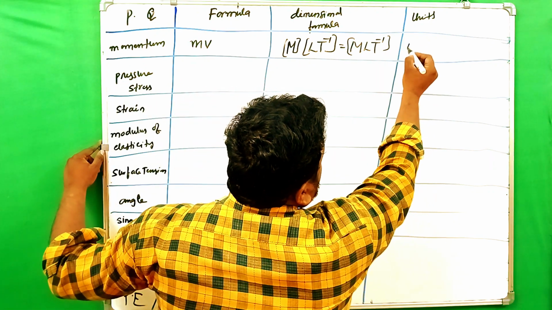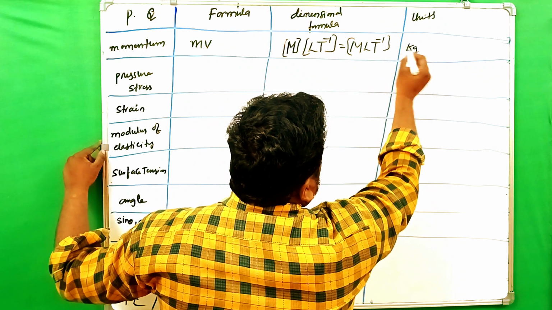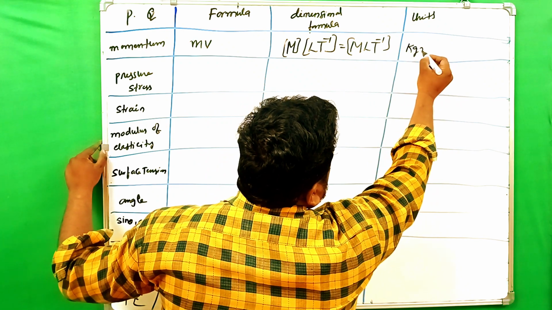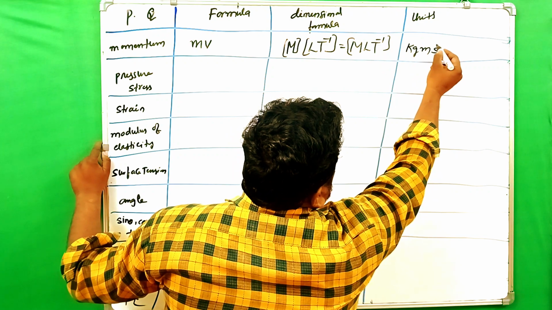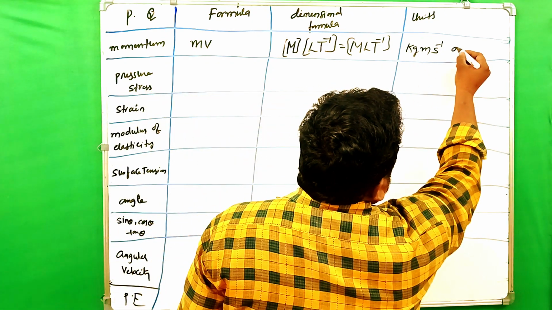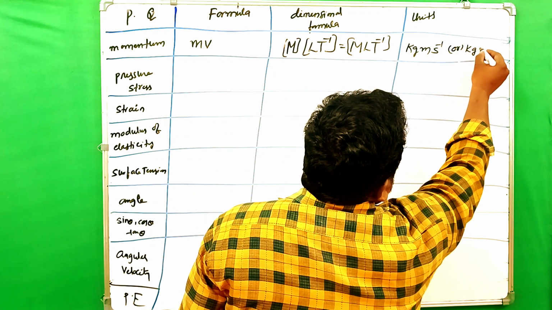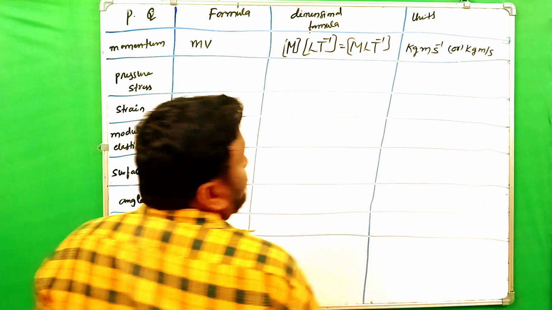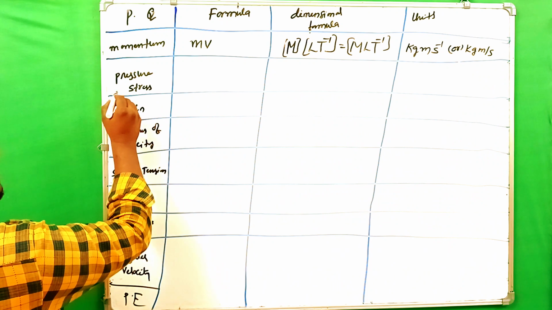As for dimension formula, unit is what? For mass kg and length meter, and it is second inverse 1. Kg meter second inverse 1, and it is also written as kg meter per second. Clear?